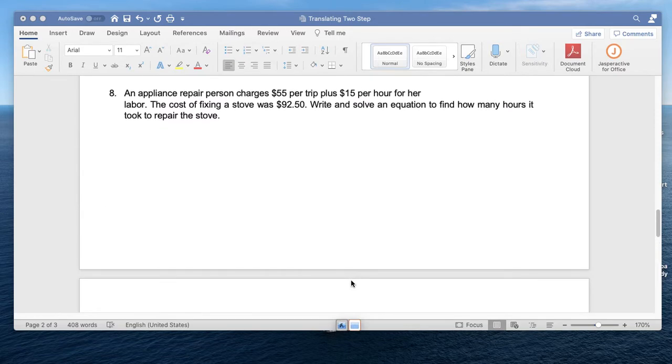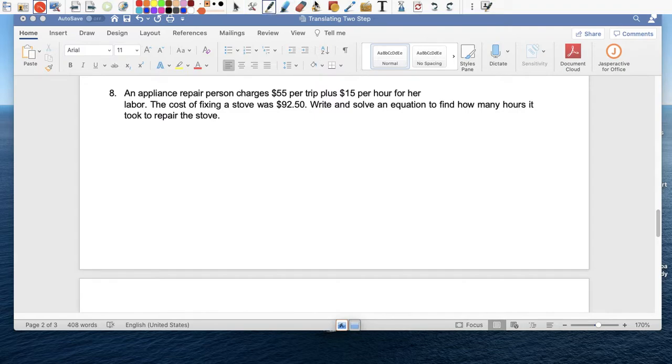Number 8, an appliance. So somebody comes to fix your appliance, your vacuum cleaner or something. He's gonna charge you $55 to get there for his car and gasoline. And then once he gets to your house, he's gonna charge $15 per hour. So if he comes to your house and stays for 1 hour, you have to give him $55 for the trip, plus $15 for the hour that he worked. Another hour, another $15. One more hour, another $15. So he stayed and he charged you $92.50. So how many hours did he work for you?